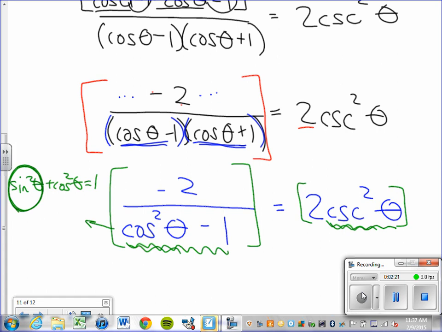Is there any way I can manipulate this Pythagorean identity to look like my denominator down here? Why am I doing this? So that maybe I can substitute a sine into this denominator to match up with this cosecant over here. And we can do that. How would I get cosine squared minus 1? I'd have to take this one, move it over, and take the sine squared and move it over. I would end up with cosine squared theta minus 1 equals negative sine squared theta.